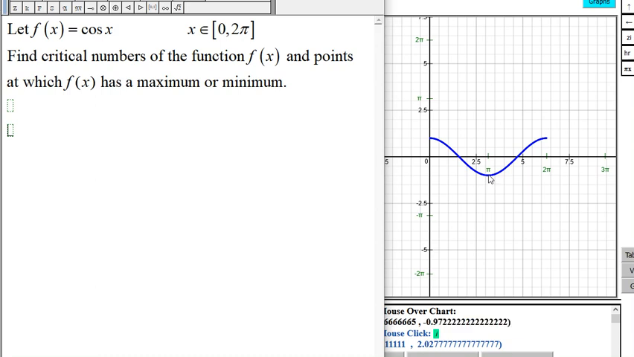And so it looks like we have a minimum right here. And then this point will be the highest point on the graph when x is restricted to be between 0 and 2 pi. And then same thing as this point right here. And so to get the critical points, so first let's find the derivative and set it equal to 0, and then solve for x.